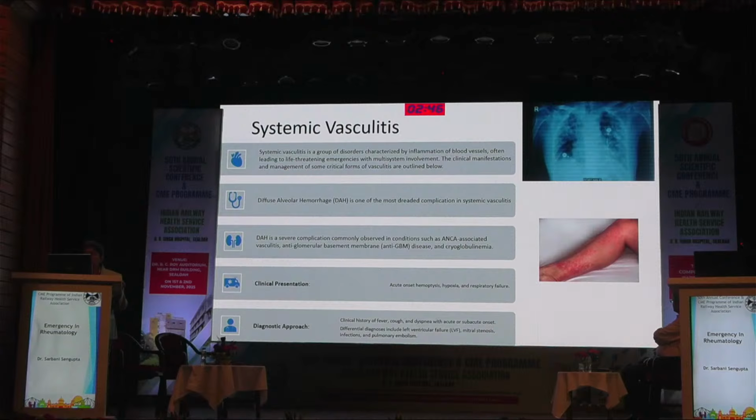On examination, we find rales in both lungs. Here you see the X-ray shows fluffy opacities in both fields, which is suggestive of diffuse alveolar hemorrhage. This is a really life-threatening situation in systemic vasculitis.